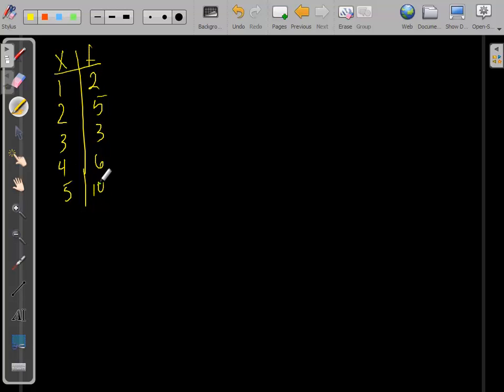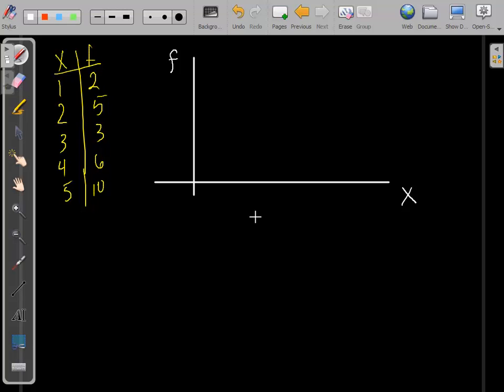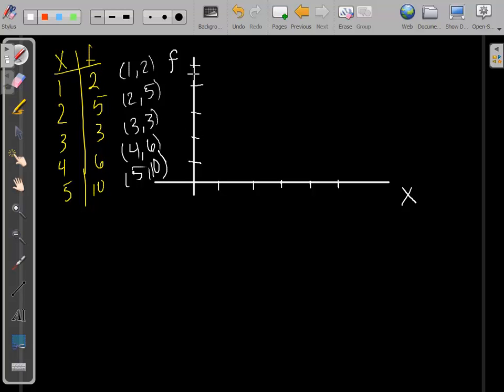Alright, so I'm going to try really hard to make a good graph here. It might be tough. Let's do it in white. Let's give it a vertical line and a horizontal line. On the horizontal, we are going to put the x values, and on the vertical we're going to put the frequencies. Okay, and so the ordered pairs, we're going to plot some points based on these ordered pairs. So these are the ordered pairs: 1, 2; 2, 5; 3, 3; 4, 6; and 5, 10. Up here at 1, 2, 3, 4, 5, and on the vertical, let's just go by 2: 2, 4, 6, 8, 10.